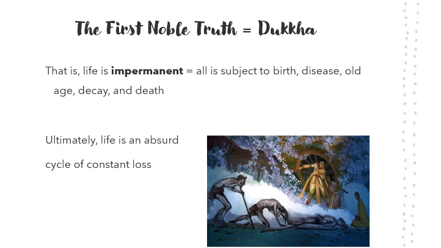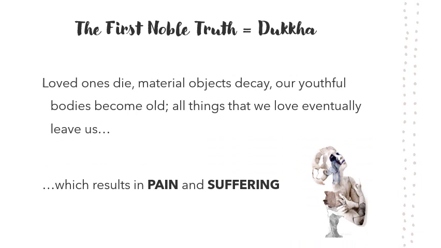That is, life is impermanent. Everything in the world is subject to birth, disease, old age, decay, and death. So ultimately, life is an absurd cycle of constant loss. Loved ones die, material objects decay, our youthful bodies become old. All the things that we love eventually leave us, which for Buddha results in pain and suffering.